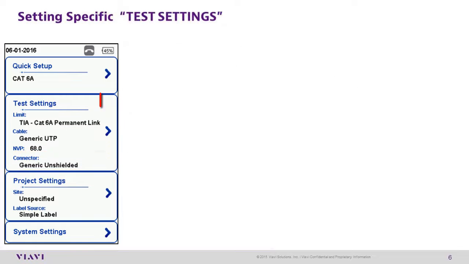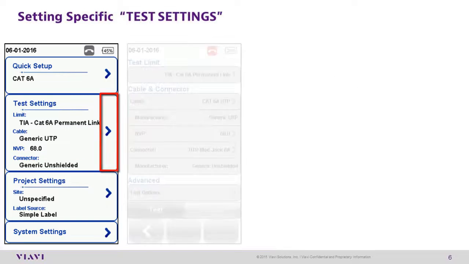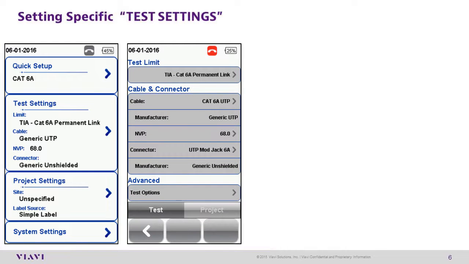Test Settings. The Test Settings screen allows you to create specific configurations for the test being conducted. The Test Limit icon selects which test limit you want to test against, for example, TIA Category 6 permanent link.